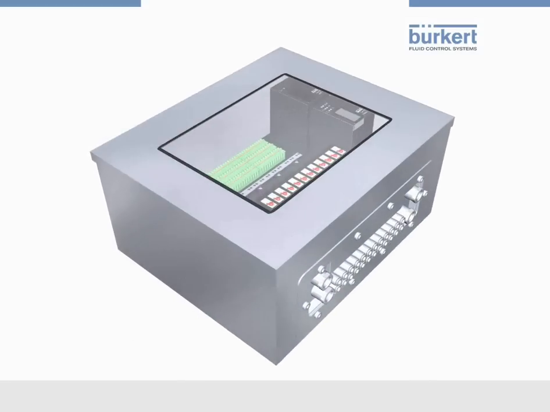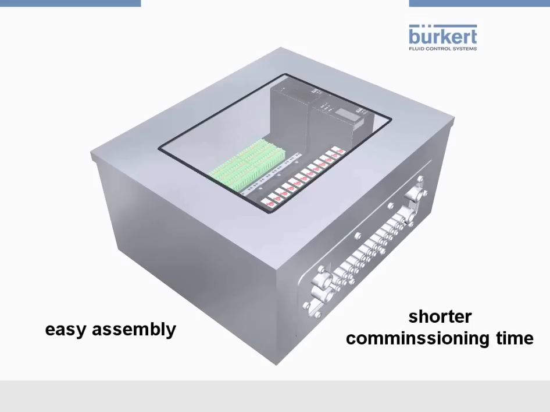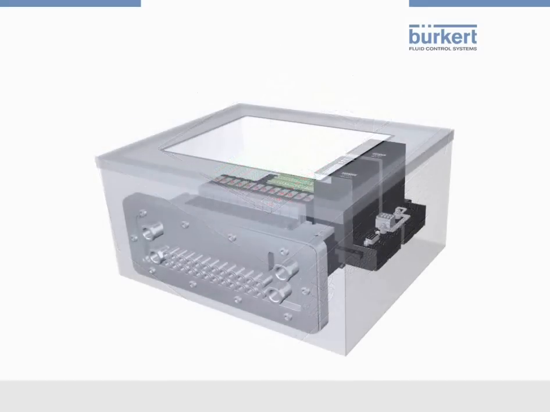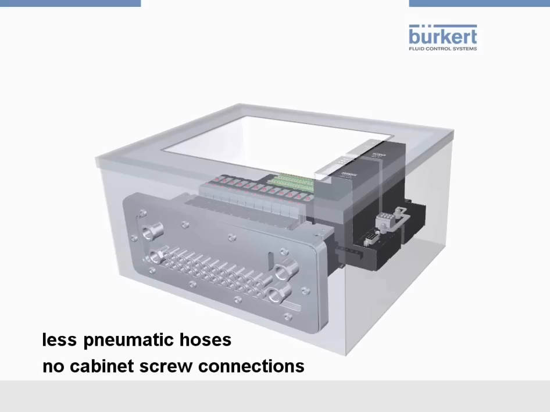The advantages of Airline Quick are the possibility to use a smaller and more reasonably priced control cabinet, easier assembly, and a shorter commissioning time. Moreover, in comparison to the conventional solution, you need fewer pneumatic hoses and cabinet screw connections.